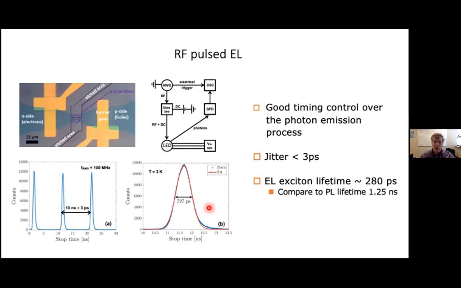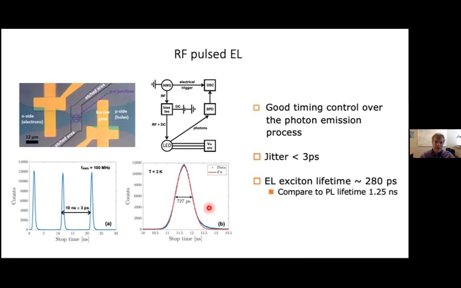Now this is quite a bit shorter than the exciton lifetime that we measure using photoluminescence on the same heterostructure. But with photoluminescence, electrons are excited well above the gap, and they have to first relax to the conduction band minimum before they recombine. Whereas these electroluminescence experiments are performed close to the conduction band edge. And so that might explain why the exciton lifetime is shorter there. In any case, this shows that we can achieve light emission with very good timing resolution, and that's potentially interesting for quantum sensing and ranging.